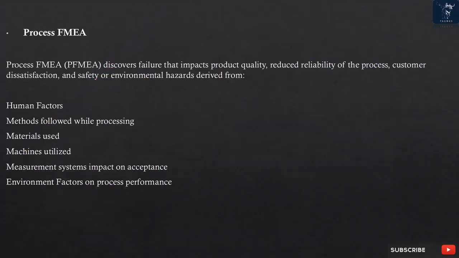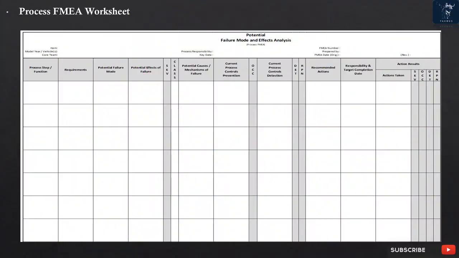Process FMEA discovers failures that impact product quality, reduced reliability of the process, customer dissatisfaction, and safety or environmental hazards derived from human factors, methods followed while processing, materials used, machines utilized, measurement systems impact on acceptance, and environment factors on process performance. Process FMEA Worksheet.